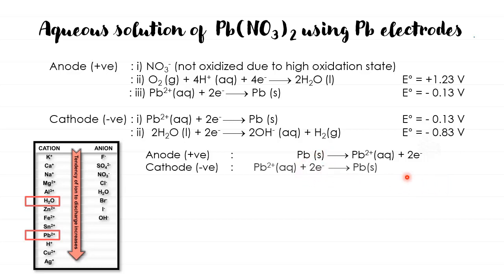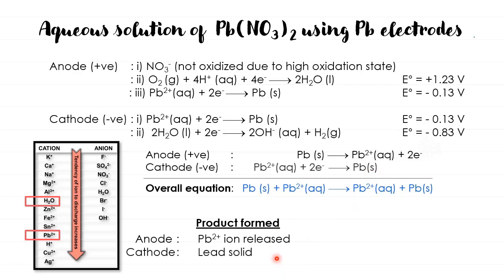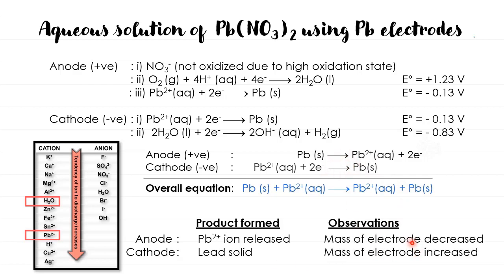Since we already have these two electrons on both anode and cathode, we can cancel them out to give overall equations consisting only of Pb solid and Pb aqueous. The product formed at the anode is no longer a gas, but we could write it as Pb2+ ion released, while for the cathode we get lead solid. As for observations, since the electrode has been discharged, we should expect the mass of the electrode to decrease, while for the cathode, the mass of the electrode will increase because some of the Pb solid will be deposited on the cathode.